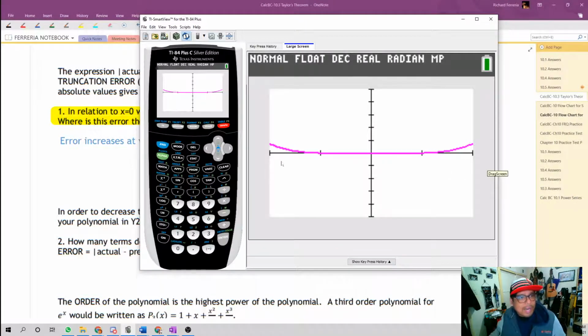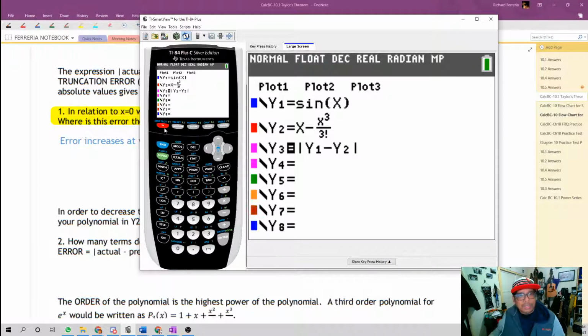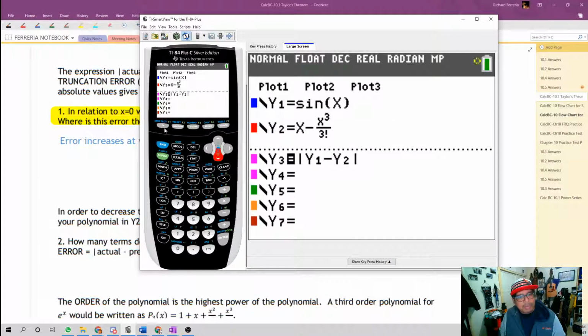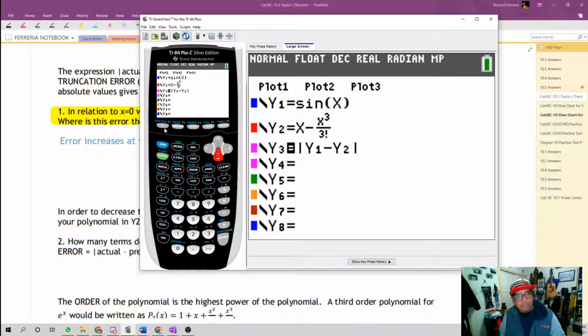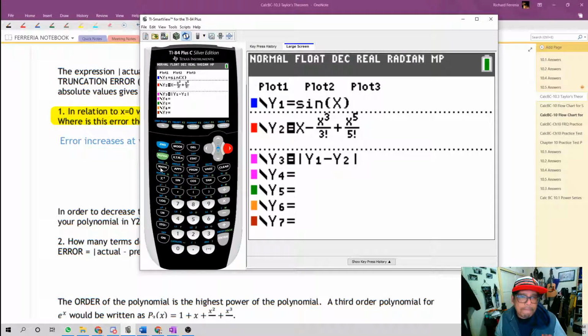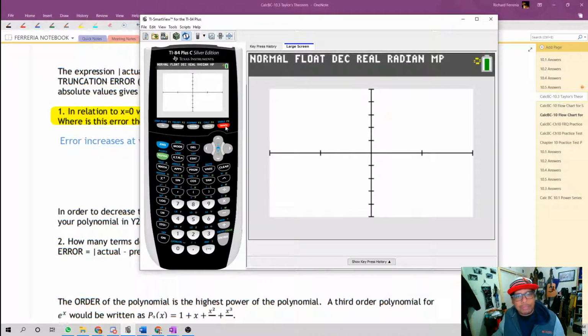Okay, let's go ahead and go to y equals, and I'm going to keep the y3 over there. So we're going to give ourselves one more term in the polynomial for sine x. That's that x to the 5th over 5 factorial. I want to keep the same window, so I'm just going to push graph now. That'll preserve the window.